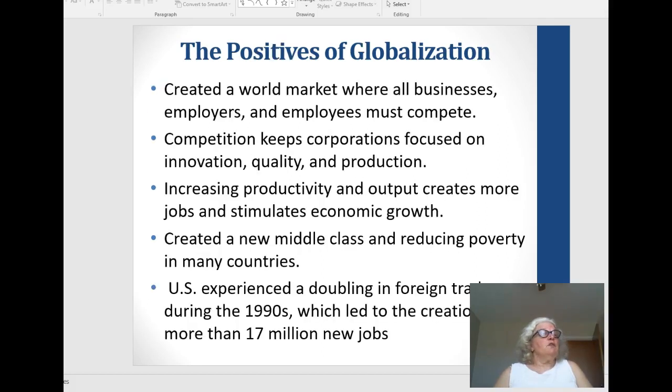But believe it or not, there are very positive things about globalization. We forget to talk about that a lot. It creates this new world market. It keeps us sharp. It keeps us innovative. And guess what? Some of that globalization comes back to us as well. The United States has doubled its foreign trade, leading to the creation of 17 million jobs. And we don't always talk about that.